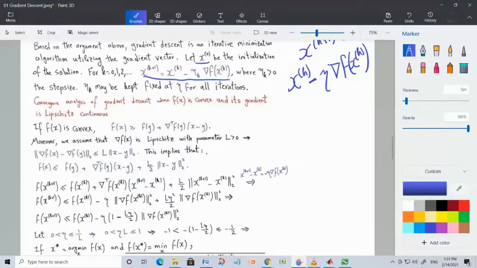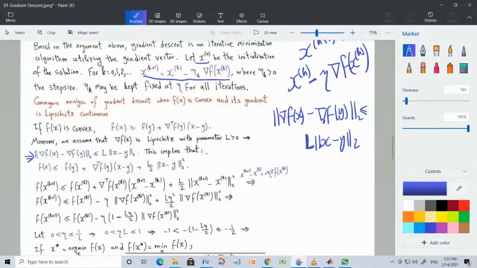We want the gradient of the function to be Lipschitz continuous. Lipschitz continuity means this inequality right here: for every x and y in the space, the L2 norm of the difference between the gradient vector at x and the gradient vector at y is less than or equal to the L2 norm of x minus y multiplied by some finite positive constant L. If you can find this L for the gradient of a function f, we say that the function has a gradient that is Lipschitz continuous.